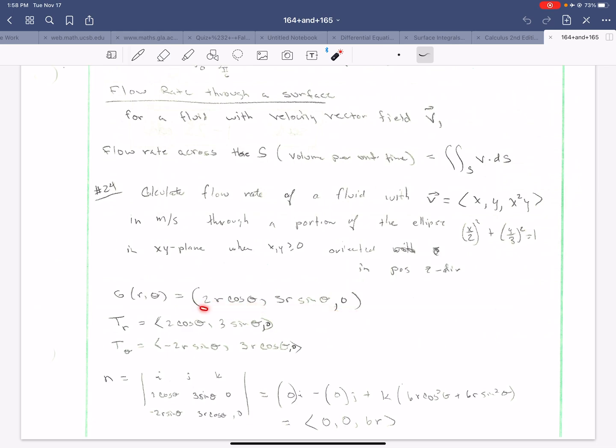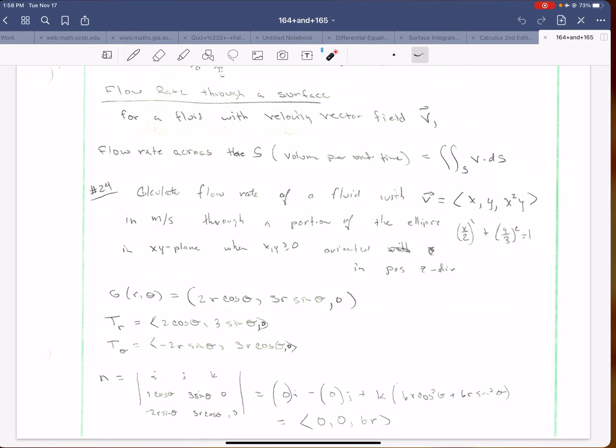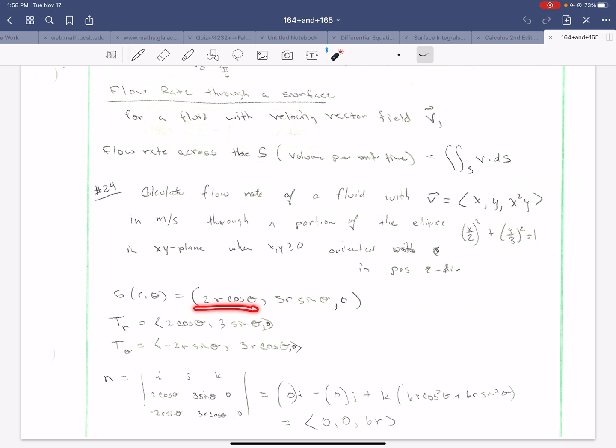And so the r derivative of this is 2 cosine theta. The r derivative of this, 3 sine theta. R derivative of that, 0. The theta derivative, that's going to give us a negative sign. This will give us just a cosine, and that's still going to be 0. If I cross them, I get that.